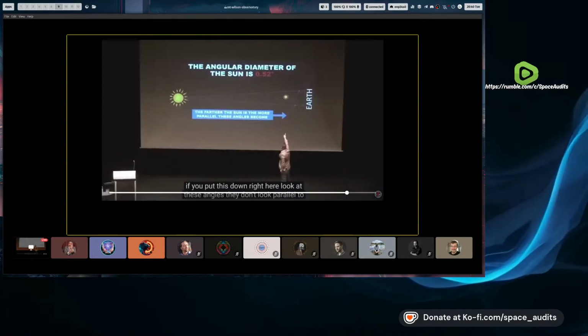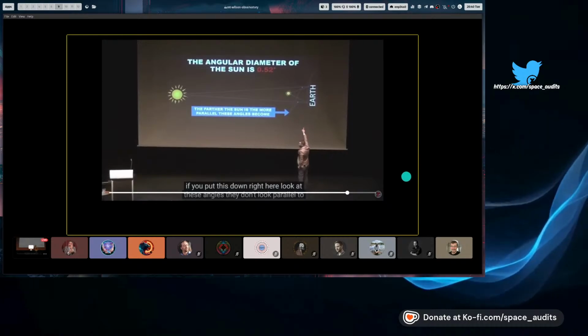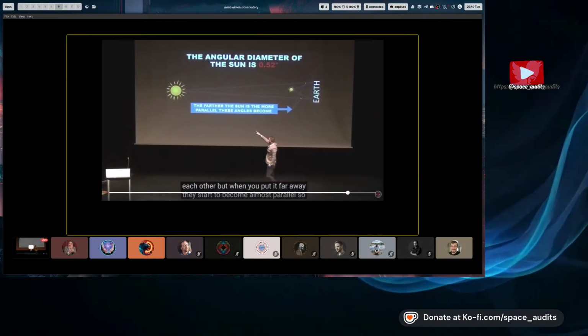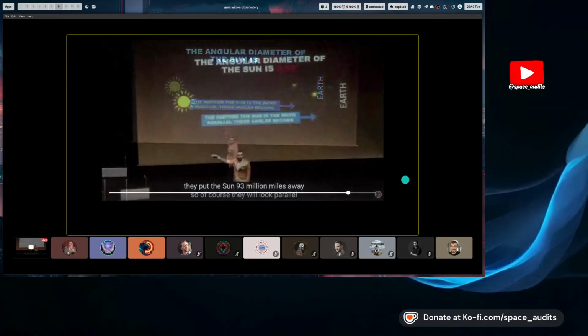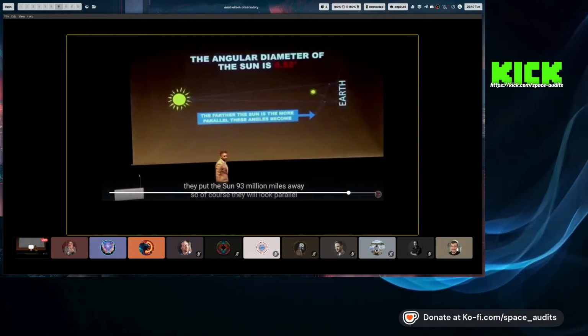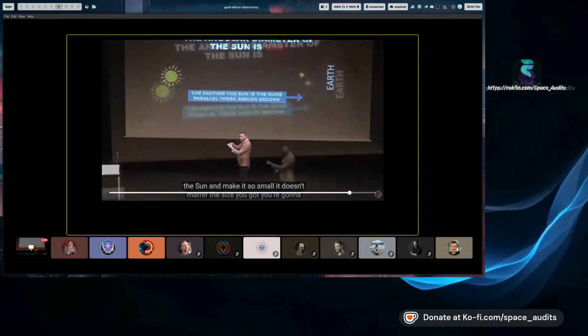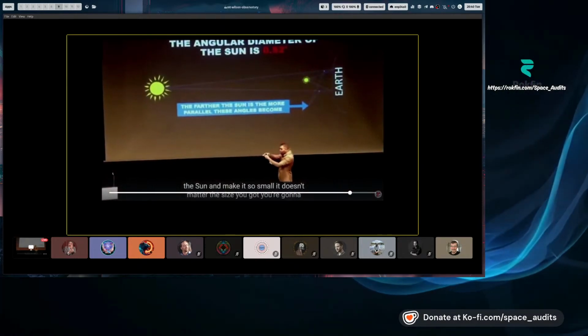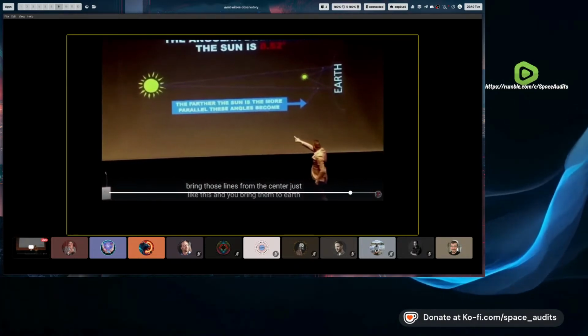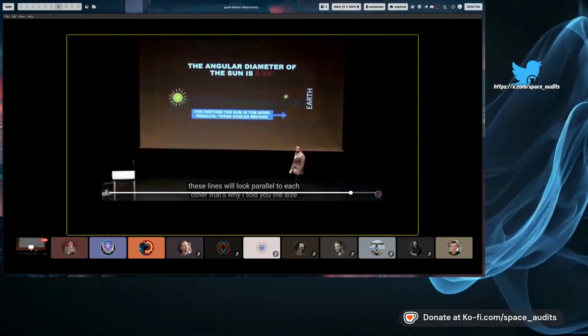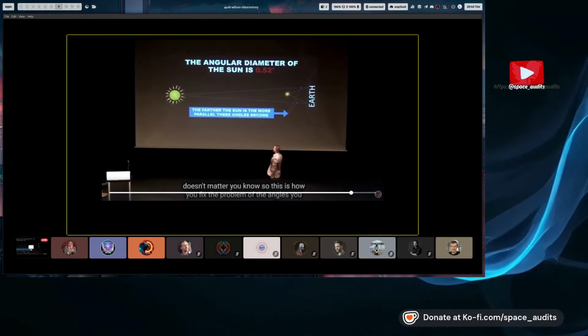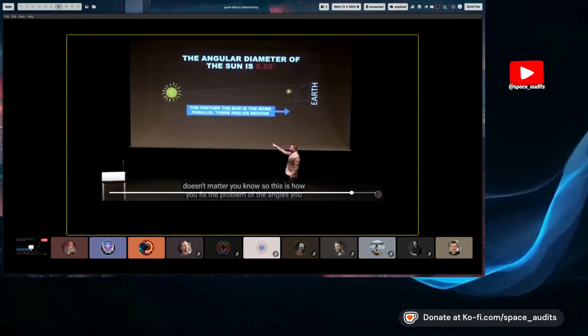So if you put the sun right here, look at these angles. They don't look parallel to each other. But when you put it far away, they start to become almost parallel. So they put the sun 93 million miles away, and of course, they will look parallel. If you draw lines from 93 million miles away from the center of the sun, and make it so small, it doesn't matter the size. You bring those lines from the center, just like this, to Earth, and these lines will look parallel to each other. That's why I told you the size doesn't matter. So this is how you fix the problem of the angles.